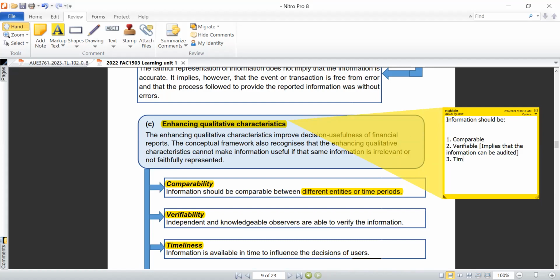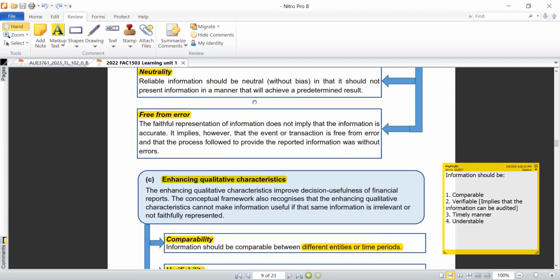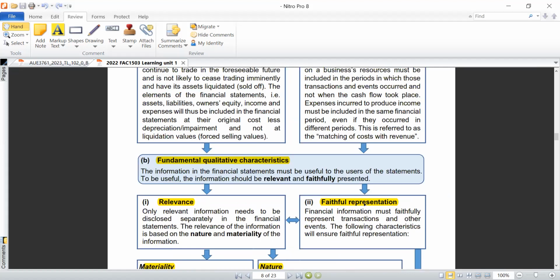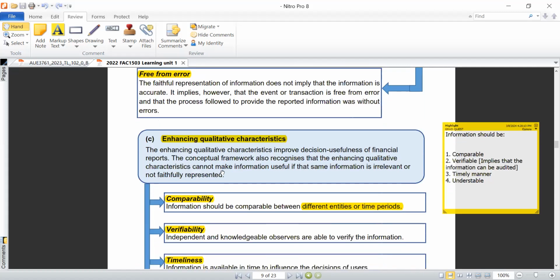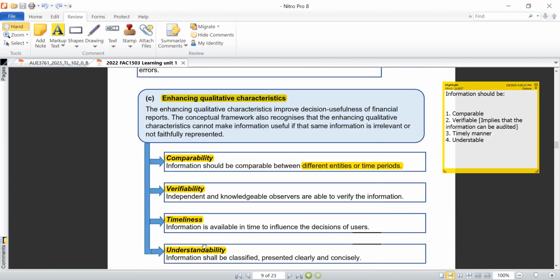Then of course, number three, information should be prepared in a timely manner, which is the same thing as timeliness. And the last one is understandability. So information that is generated should be understandable. These are the attributes of enhancing qualitative characteristics. For theory purposes, you just need to be able to distinguish the differences between fundamental and enhancing qualitative characteristics. Remember, with fundamental, there are two: relevancy and faithful representation. And with enhancing qualitative characteristics, there are four: comparability, verifiability, timeliness, and understandability. Very important to remember this, guys.